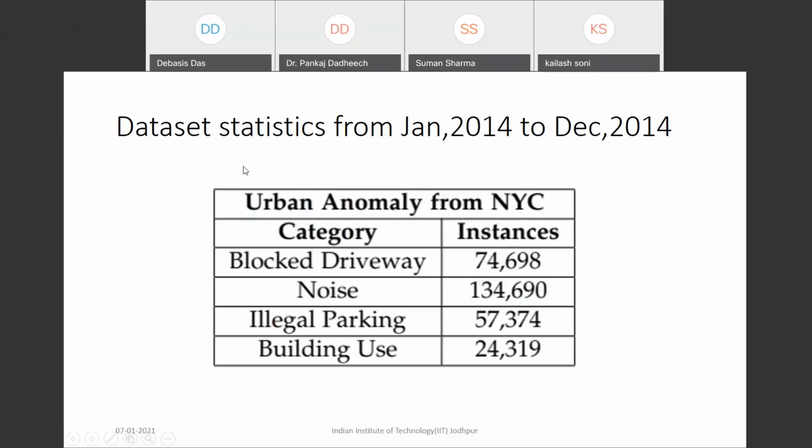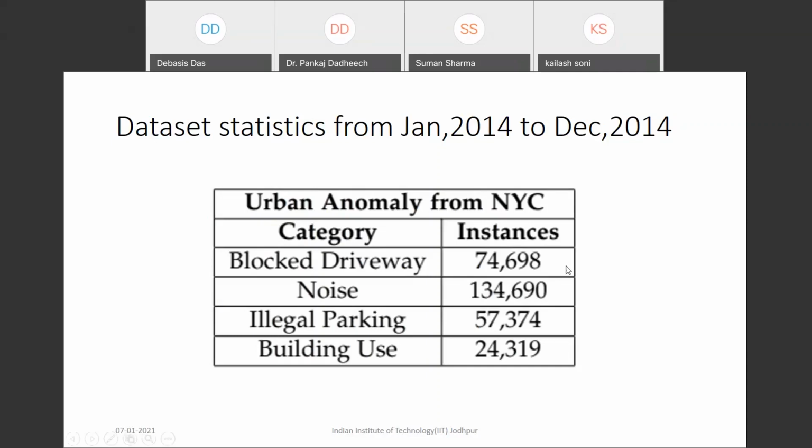Now this is the data set statistics. This is the urban anomaly data set. Here this is the category. Urban anomaly means basically things like blocked driveway, noise, illegal parking. These are the categories. If some other data sets have more categories, you can include them. Or you can create your own data set and categorize it based on your requirements. Because we are using this data set, our categories are only four types.